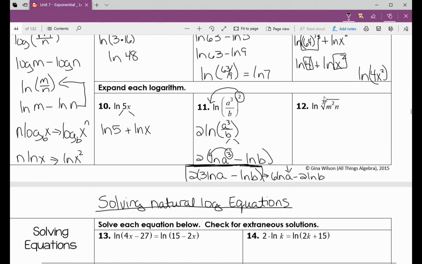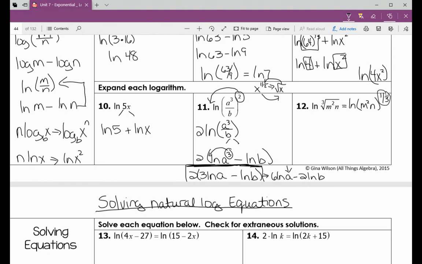Now, in this problem, I have a cube root. So I'm going to use my exponent property backwards. So this gives me natural log of m squared n to the 1/3 power. So if I have x to the 1/2 power, that becomes the square root of x. I can also go backwards, take a square root and make it x to the 1/2 power. So these go in cycles.